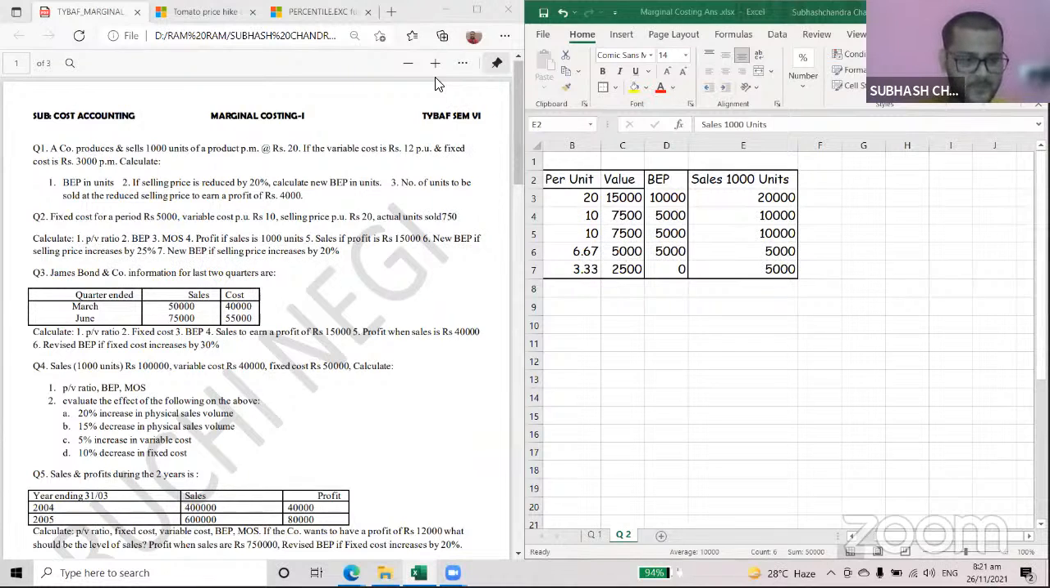Okay, let's see what else is given. Profit if sales is 1,000 units, done. Sales if profit is 15,000. That means the desired profit is 15,000. Yesterday also we did the same question. But here, first check in your marginal statement. The statement is easy; for that there is no need to calculate the formula. Easily you can solve this statement.